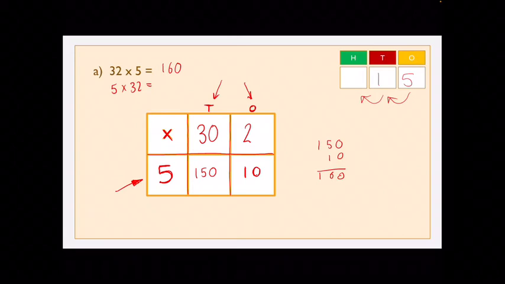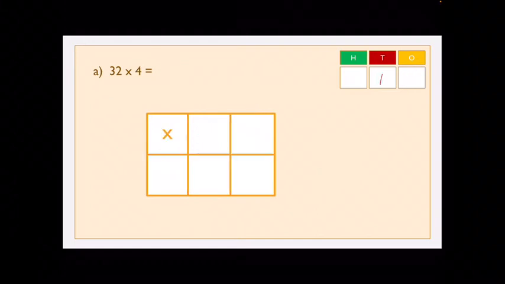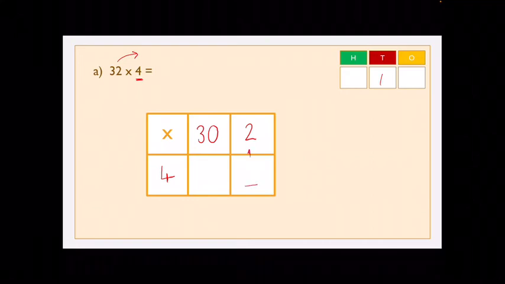Watch the method. I want you to understand it, but I also want you to see what I do. There's only a few stages to this. So, stage number 1, find the smallest number and write it in here. The smallest number in this question is 4. Find the biggest number and partition it into tens and ones. 32 is made of 30 and 2. Now, this box here is this number times the number over there. 2 times 4, that's 8.